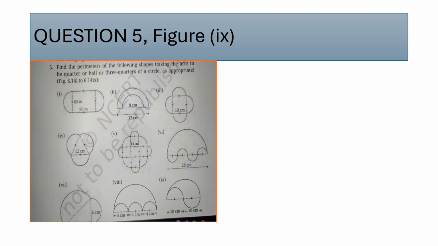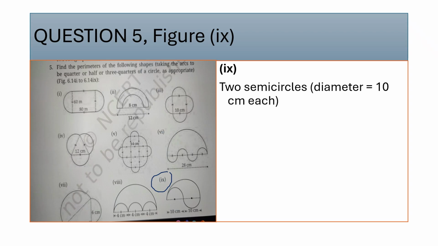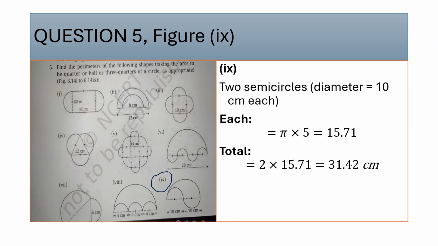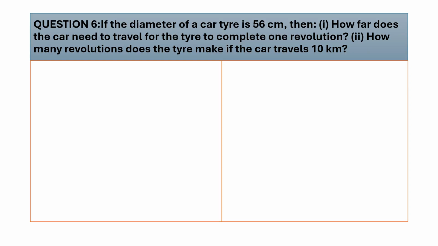Let's see figure number 9, which is your last figure of question number 5. Which figure are we talking about, children? Now looking at this, if you see, there are 2 semicircles, right? Diameter is mentioned there, 10 centimeter each. Now if we say each diameter is 10 centimeter, that is pi into 5. So from where you got this 5, that is your diameter divided by 2. So 15.71. Total will be 2 into 15.71, which gives you 31.42 centimeter. Hope question number 5, figures 1 to 9 were clear to you, children.